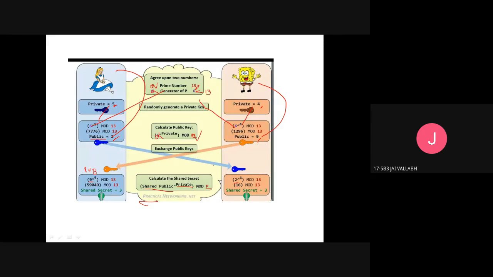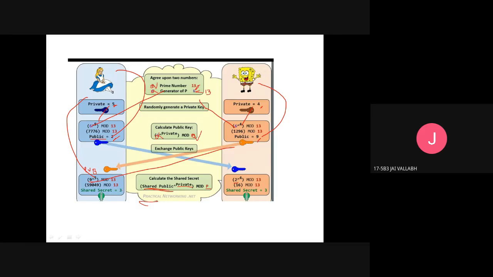The shared public key values will be used in calculating the secret key. So the secret key is calculated in this step. For Alice, we will be using 9, which is the public key of Bob, power 5, which is the private key of Alice, mod 13, and its value is 3.